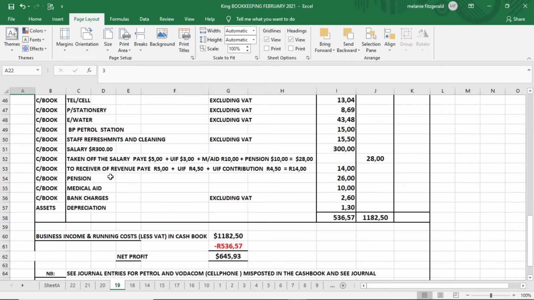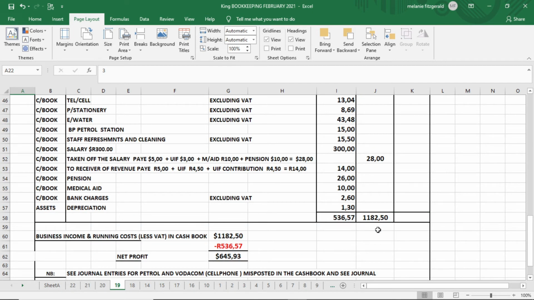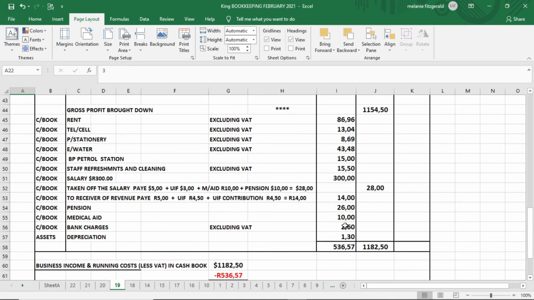To the receiver of revenue, PAYE, UIF contribution. This equals a total of $14. That's on the debit side. The pension $26, the medical aid $10, the bank charges excluding VAT comes to $2.60, depreciation of $1.30 on the debit side. We add up the total of the credit side, we get $1,182.50, and the debit side's total is $536.57.